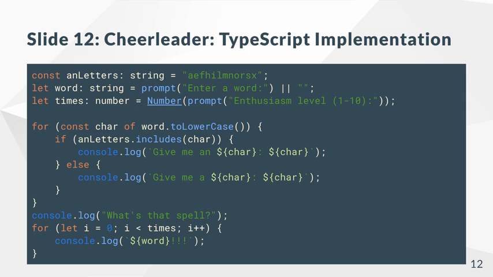In the implementation, we use prompt to get the word and enthusiasm level. We define a string of "an" letters to check against. The first loop goes through each character. If the character is in our "an" letter set, it prints the "an" version of the cheer. The second loop uses the enthusiasm level cast to a number to repeat the final word. Note that the loop variable in the second loop might not be used. We just need the loop to run a specific number of times.